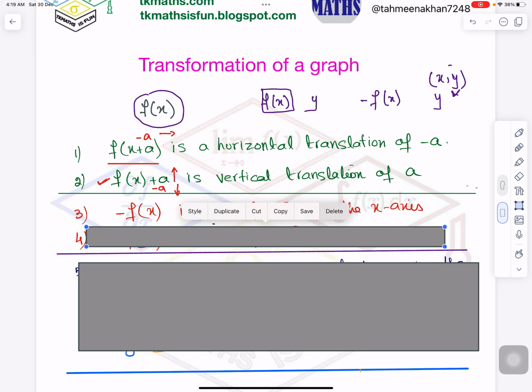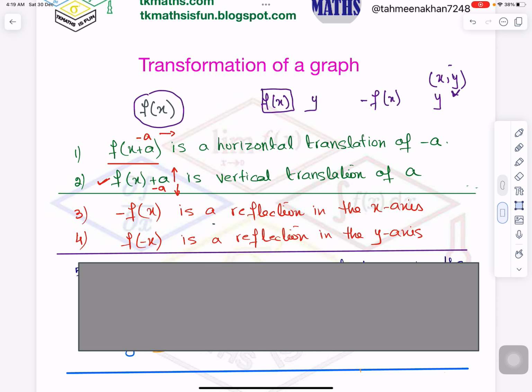And second reflection is in the y-axis. So it is written as f of minus x, like this. It means now all the x coordinates will change. So if your coordinate is x comma y, y will remain the same, but x coordinates will change. And you know why? Because whenever you reflect something in the y-axis, for example, it is here, it will come here. So y coordinates remain the same, but x coordinates change.